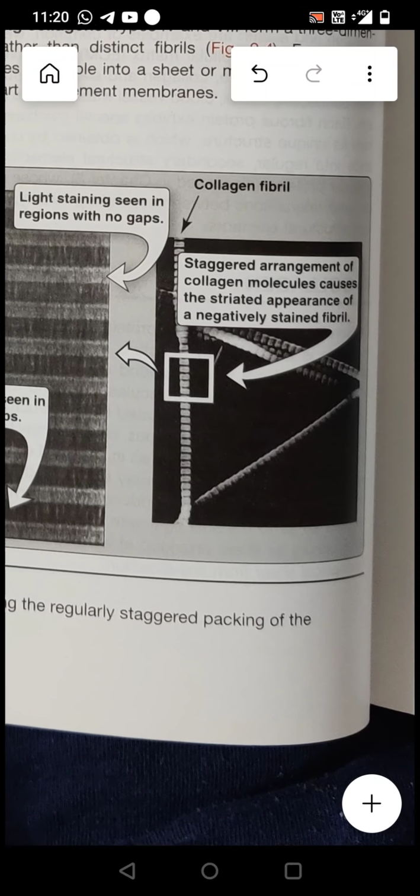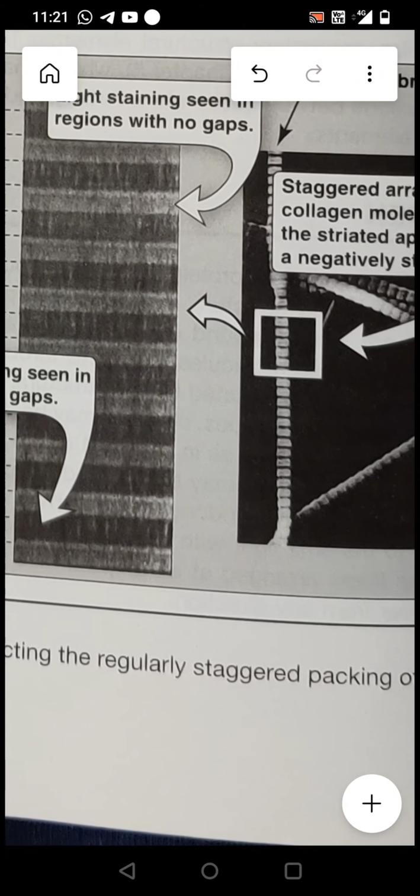So wherever the gap is there, you see the dark band. Wherever the gap is there, you see the dark band. Where the collagen fibers are there, you see it as a light band. So collagen fibers are seen as light band.